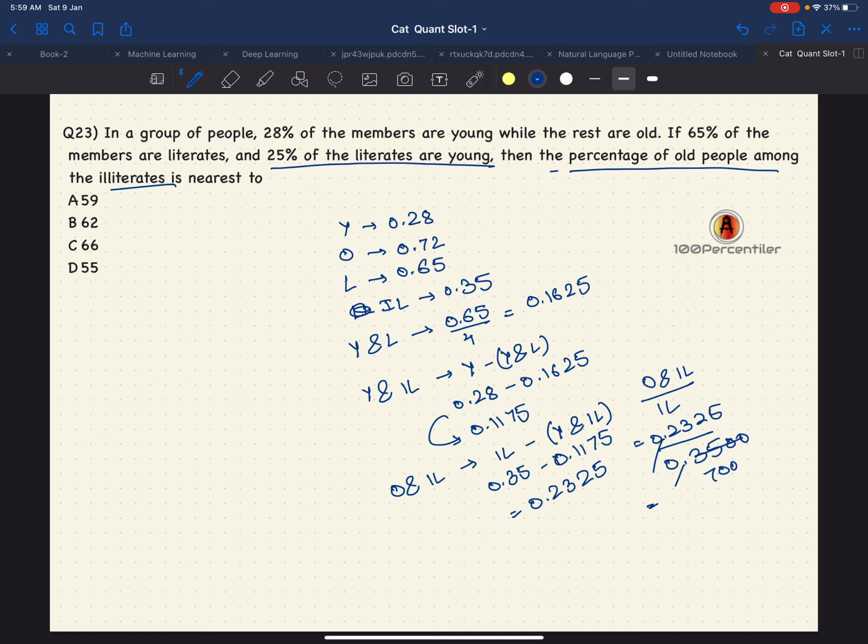So this will be 700. So if we calculate the percentage, it would be 930 upon 14, which is 66%. So C is the required answer. This is again not the exact answer, but that is the closest option which we have. Therefore, 66 is the required answer.